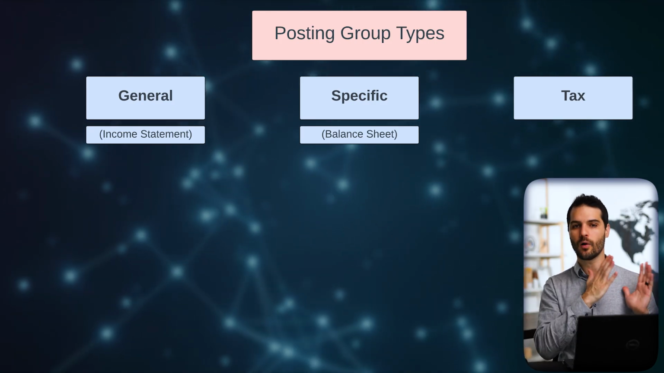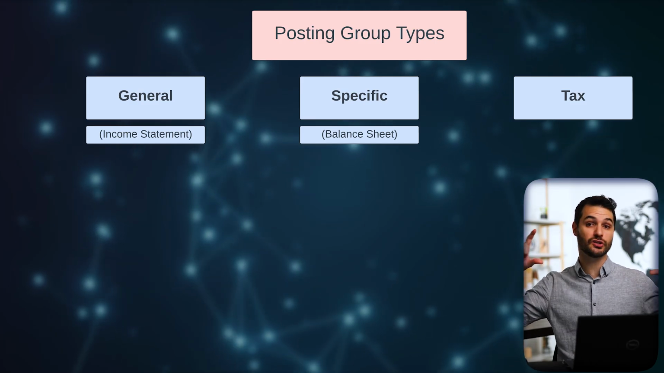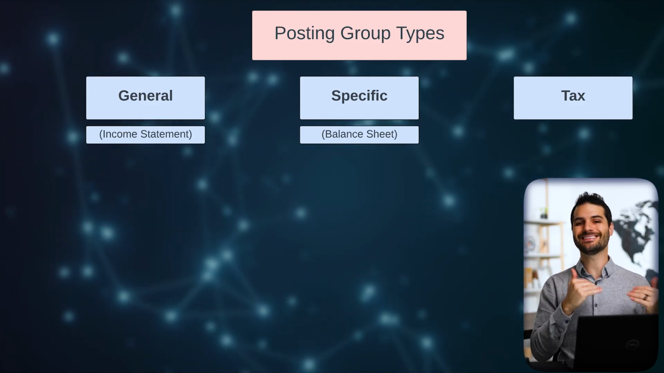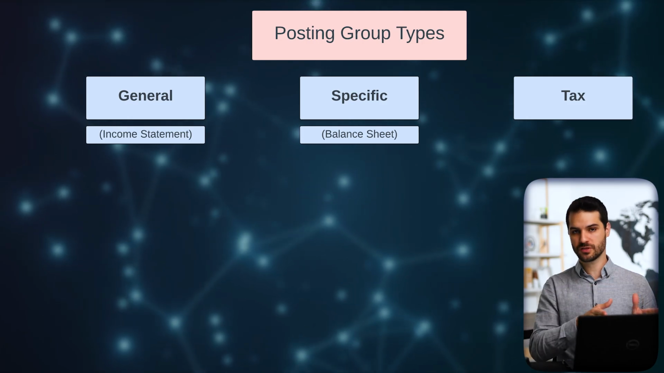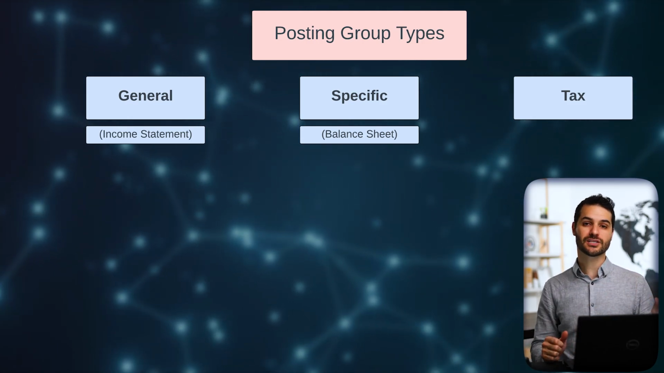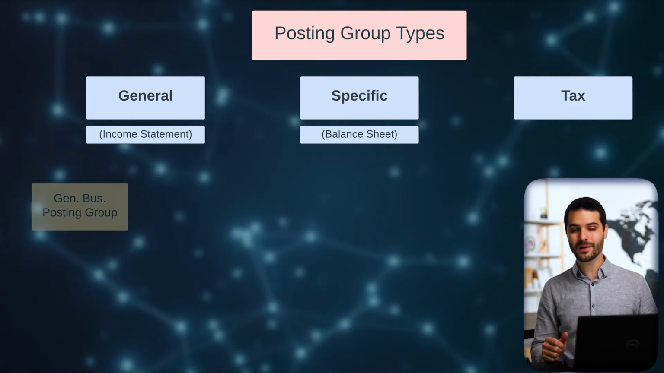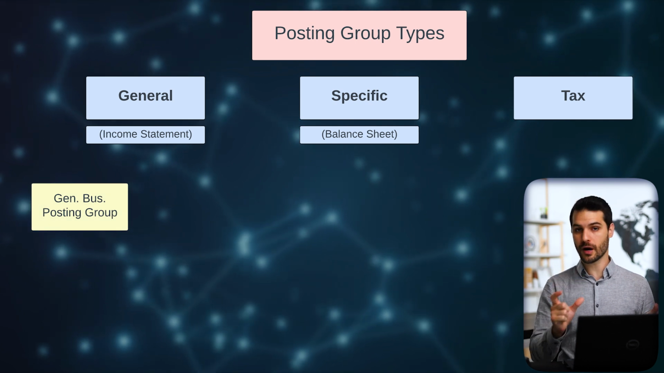So let's double back now on general. Those are the three major posting group types. Underneath that, we get to the actual posting groups. And starting with general, we have two posting groups underneath that. The first one is called general business posting group, and the second one is general product posting group.